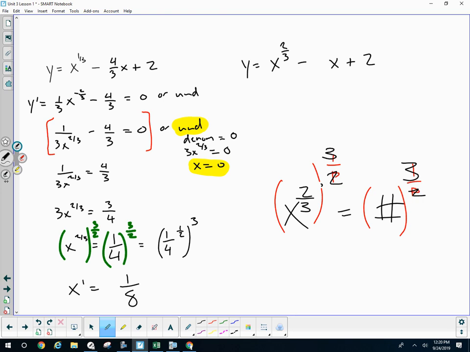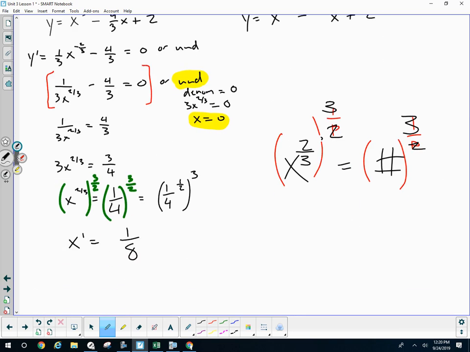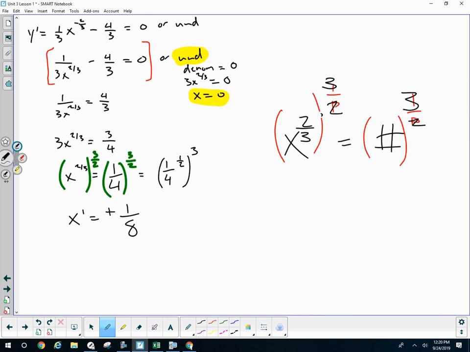But, hold on a second. When I square rooted like right here, I got a plus or minus. Do I need a plus or minus here? You guys figure it out. Yes or no? Discuss.